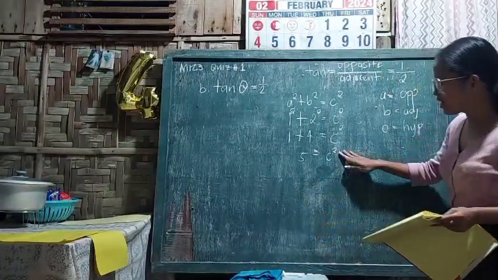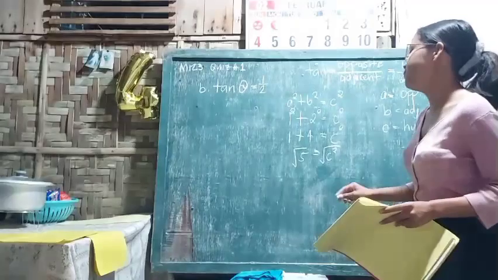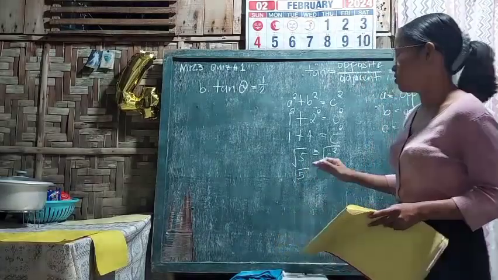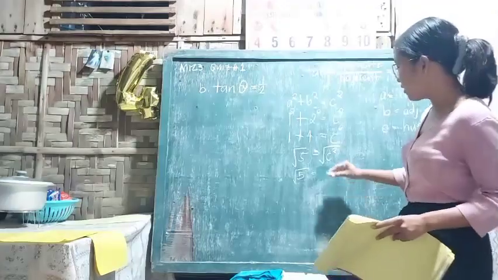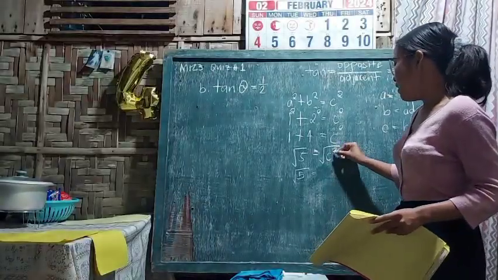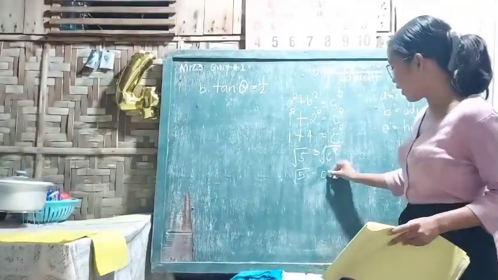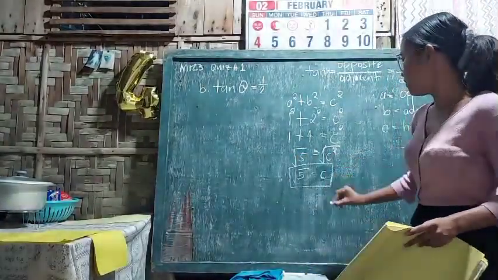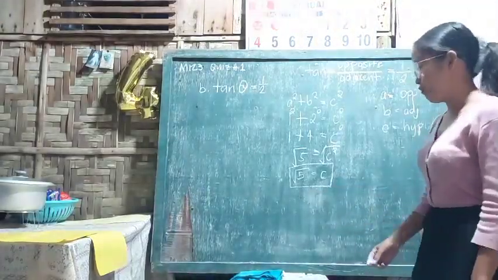Now to remove the squared sign on our c, we are going to square root both sides. 5 isn't a perfect square, so we're going to write it as it is, square root of 5. And our c, since it has a square, is going to get cancelled by our square root, so we are only going to write c here. So now the value of c, our hypotenuse, is square root of 5.